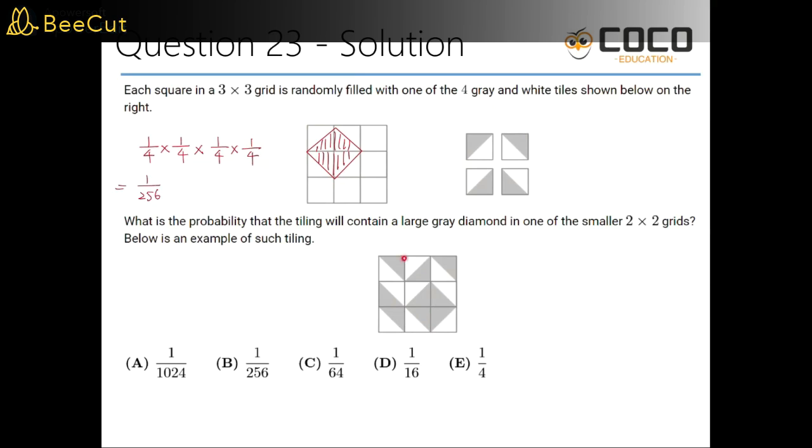But the grid diamond can be in the first 2 by 2 square, or the second, or the third, or the fourth 2 by 2 square. So there are 4 cases. In each case, the probability is 1/256. So we do 4 times 1/256, and we find that this is 1/64. So the answer is option C.